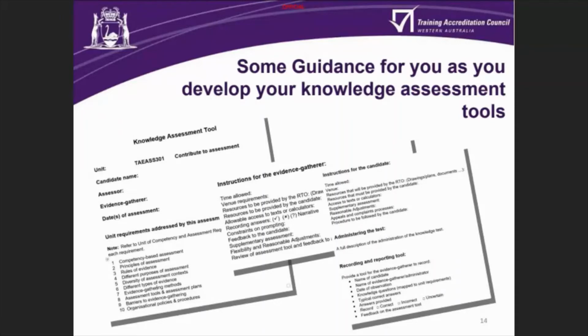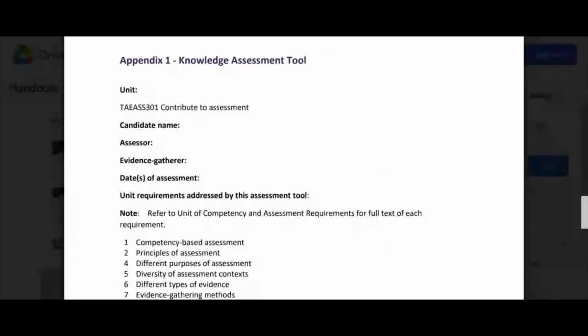In your materials, you'll see a knowledge assessment tool. And I do want to stress here that this is just illustrative. It's not in any sense mandating what you need to be able to do. But basically what we're saying is, you obviously need to describe what unit of competency it is, ask for the name of the candidate and the assessor, and if an evidence gatherer is being used other than the assessor, in other words, a person accumulating evidence on behalf of an assessor. Evidence gatherers don't make judgments, but they do contribute evidence that they have gathered in a meaningful way for an assessor to make a judgment.